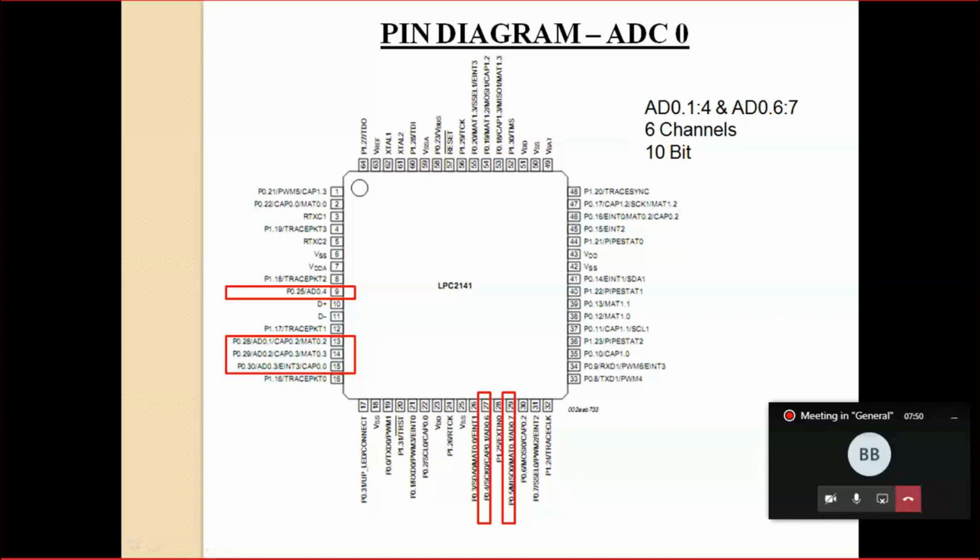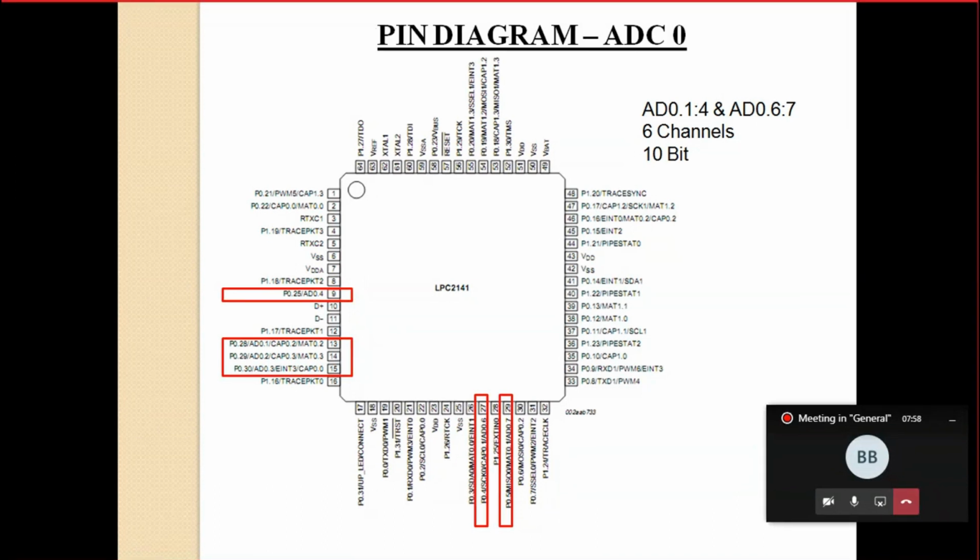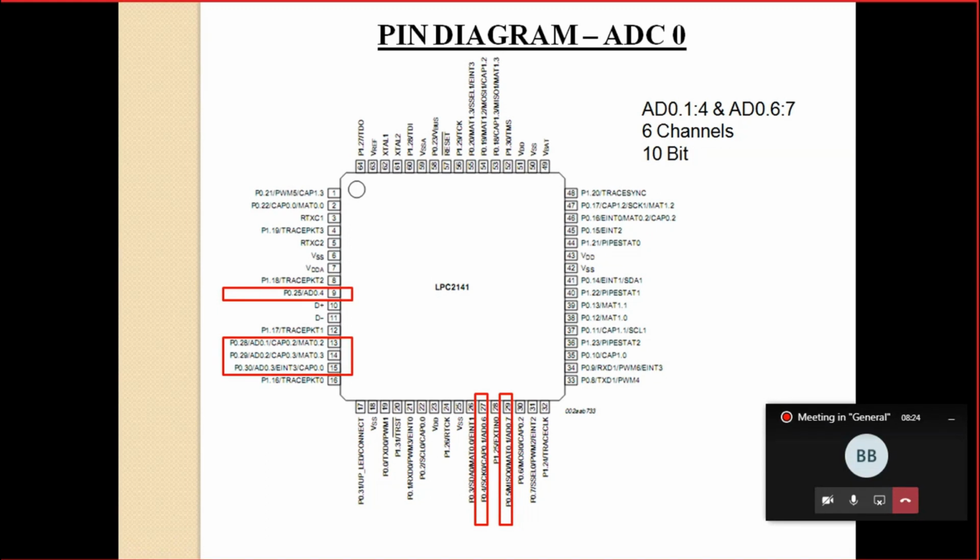But one thing you need to keep in mind: 6 inputs are there, but only one ADC is there. So all 6 inputs are connected to one ADC. So at a time, only one channel can be converted into digital. Even though you are connecting 6 channels, at a time only one channel will be connected to the ADC. Right? In this controller, you have two ADCs, that is ADC 0 and ADC 1.